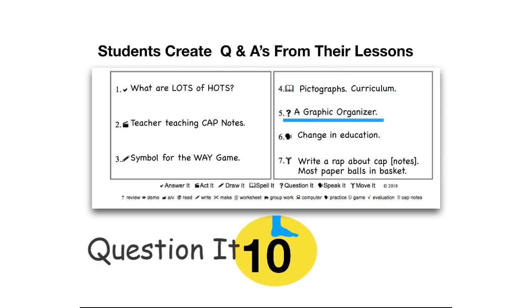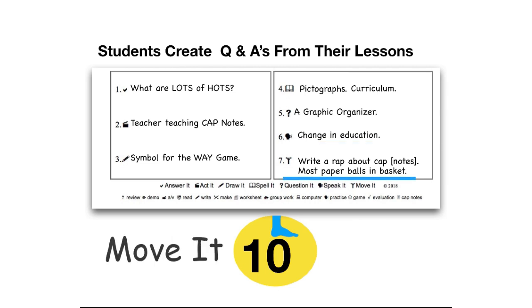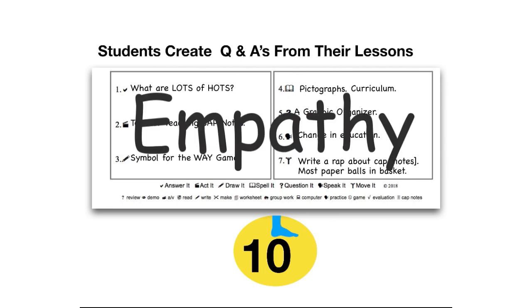Students learn to question more effectively with Question It, which is the fifth game. The sixth game is Speak It. This is where debating skills are developed. In the seventh game, physical or musical activities associated with a topic are created with a game called Move It. In the end, and when appropriate, students are encouraged to look at their lessons from a number of different perspectives, which leads to empathy and a deeper understanding of the topic.